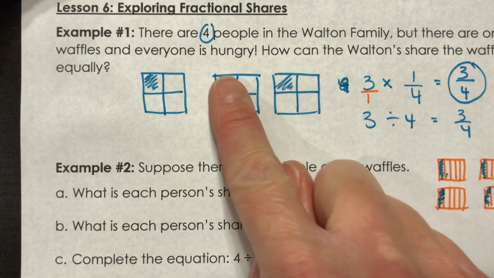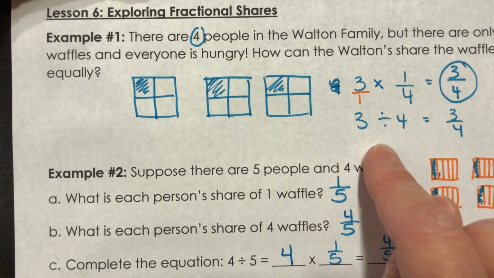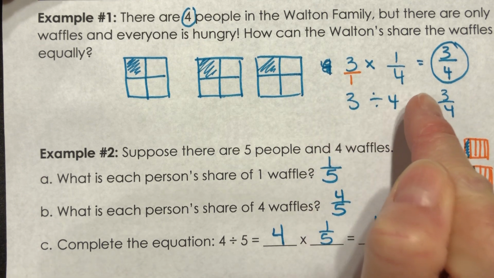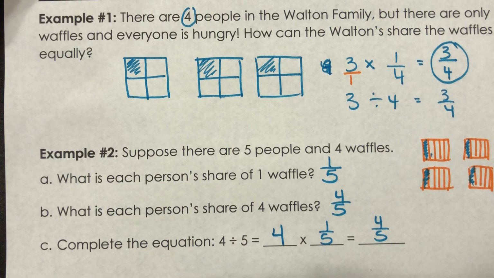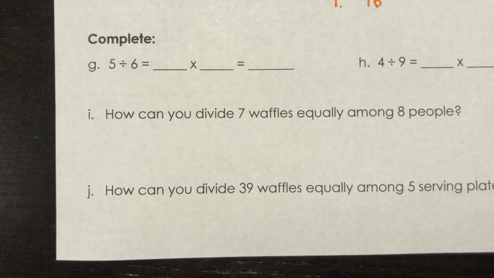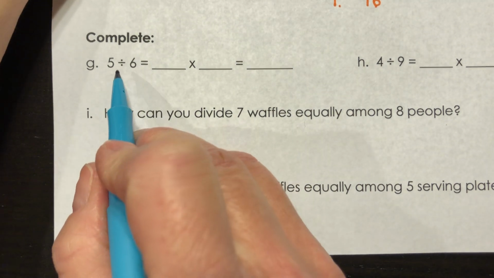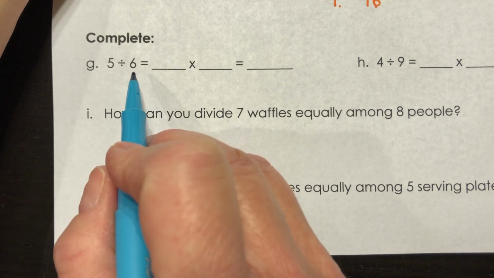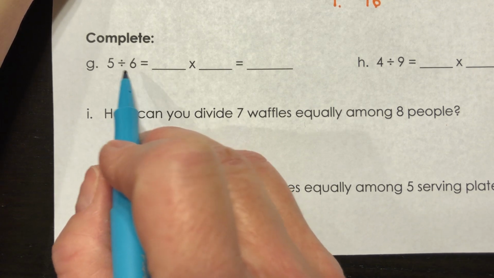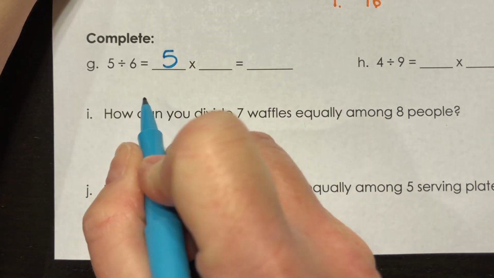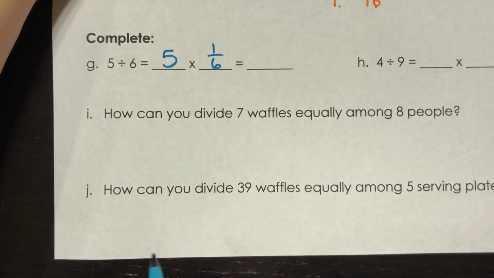When I had the 3 waffles and we wanted to share them between 4 people, 3 divided by 4, we saw to get our answer, we could do 3 times 1/4. So I'm hoping maybe that you're seeing, if you have 5 divided by 6, that would mean I'd have 5 waffles, right? How many pieces would each waffle be cut up into? 6 pieces, right? And then each person would get 1/6. So instead of saying 5 divided by 6, I could say 5 times 1/6, right? Because that would be the same thing.